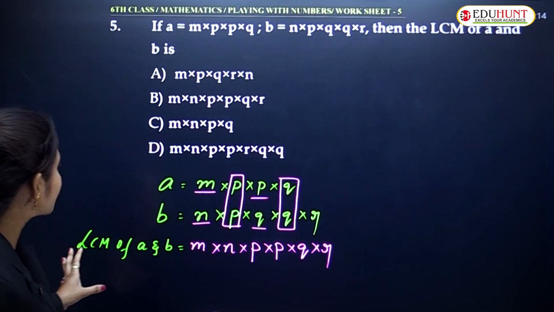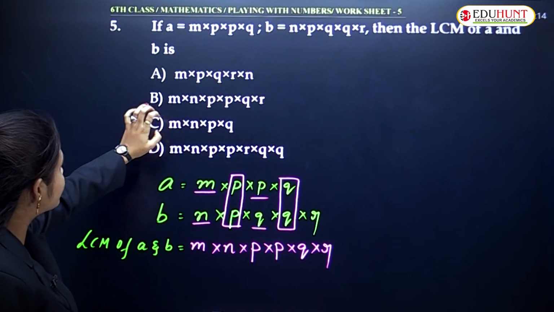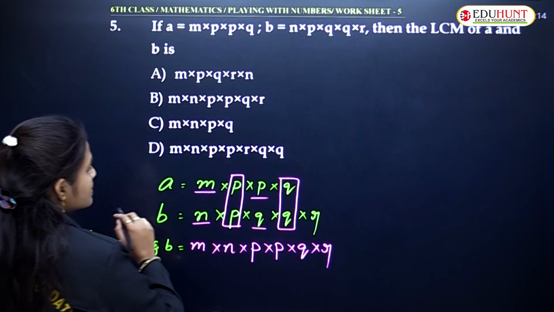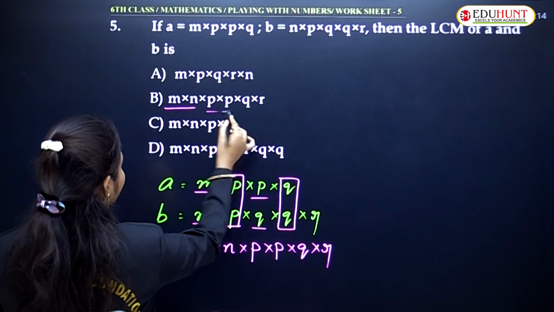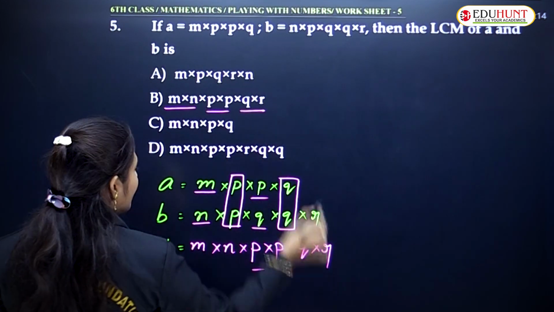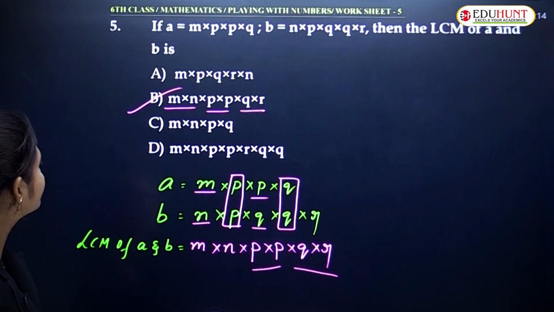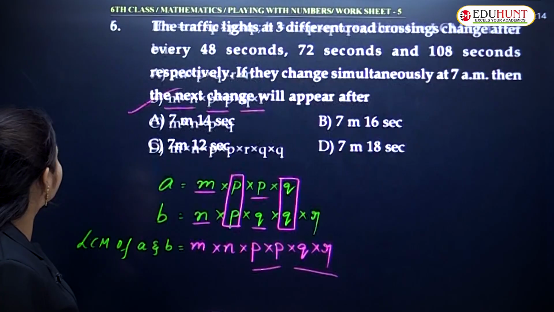Okay, so which option is correct, ma? Here M, N, and P two times, Q, R. M into N, P into P, and Q into R. Understood, ma? Which option is correct here? Yes, option B is correct. Okay, let us see the next one.